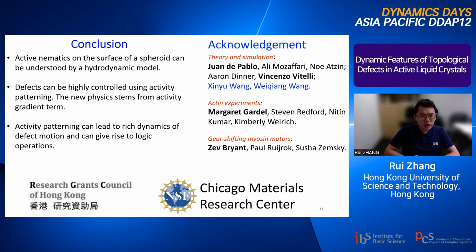And we see that there's a new physics that comes from the activity gradient term. And lastly, something that I didn't show is that we can use our control to perform logical operations over our defects, so that we can treat the defects as electrons, to transmit information and also to perform certain operations using materials.